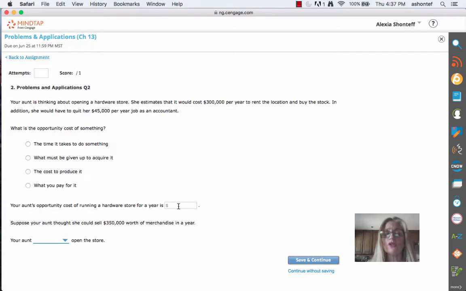So what you're going to do there, because of the way they're interpreting this in this particular question, I'm just going to tell you, you are going to include both the explicit cost plus the 45,000 job to find that cost right here. So that's the number that you'll put here. And then that is the number you will use to determine whether or not it would make sense for your aunt to open the store or not.